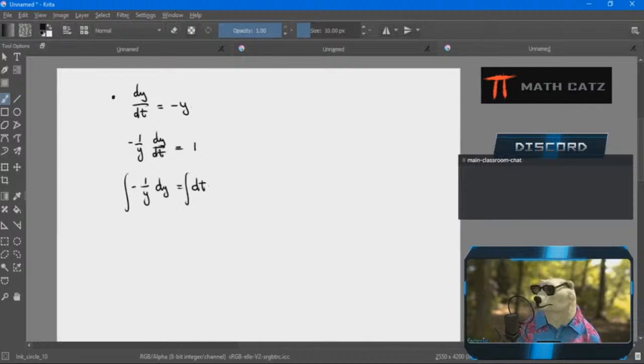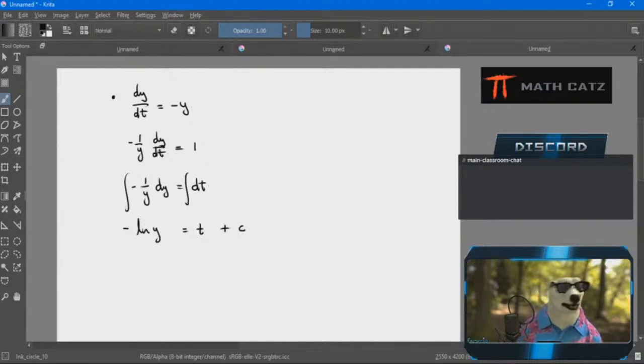Then I integrate both sides. Now the right-hand side is going to be super easy, right? It's just the antiderivative of 1 with respect to t. It's just t. And I'll put the constants there now before I forget. The left-hand side, I keep the negative out of it. 1 over y with y as the variable. I have to forget what y actually means. I just see the left-hand side in isolation. It's the natural log of y.